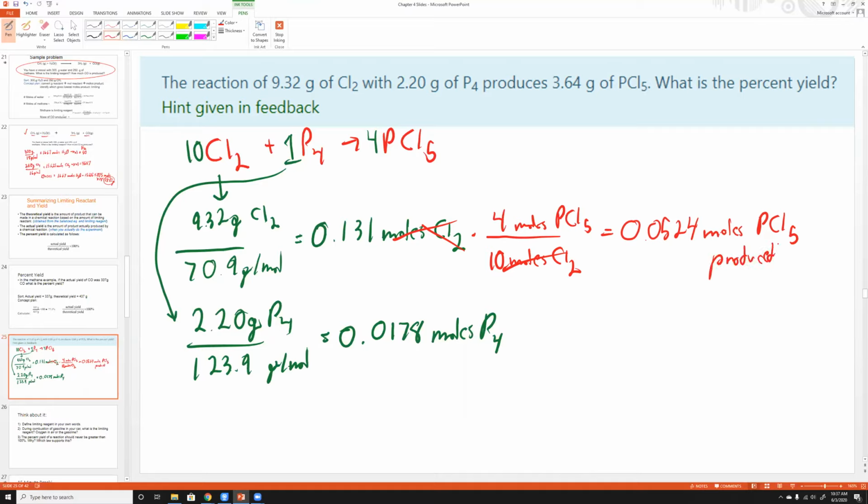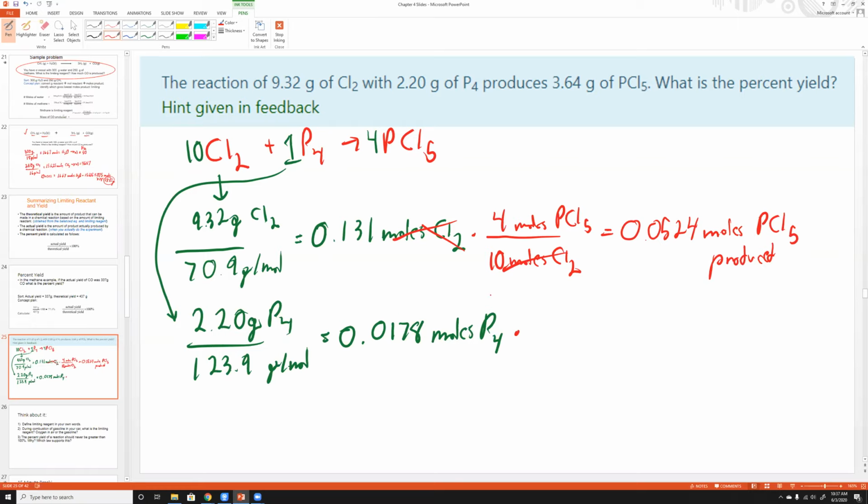So that's how much is produced if the chlorine gas was reacted to completion theoretically. So hopefully that terminology makes sense. It's based on the chlorine only, and it's theoretical. Okay, next. Let's do the same thing for phosphorus.